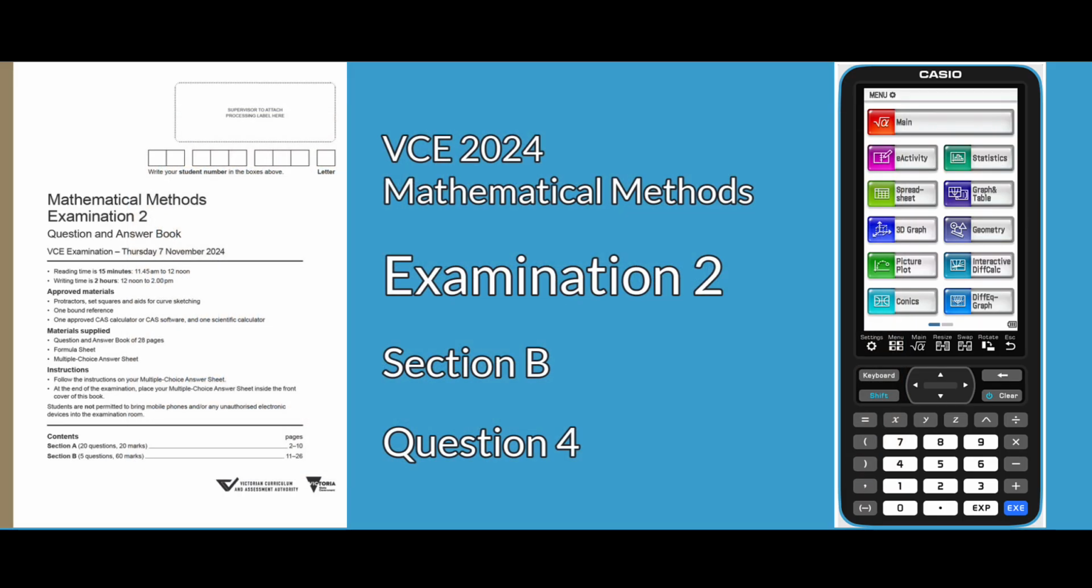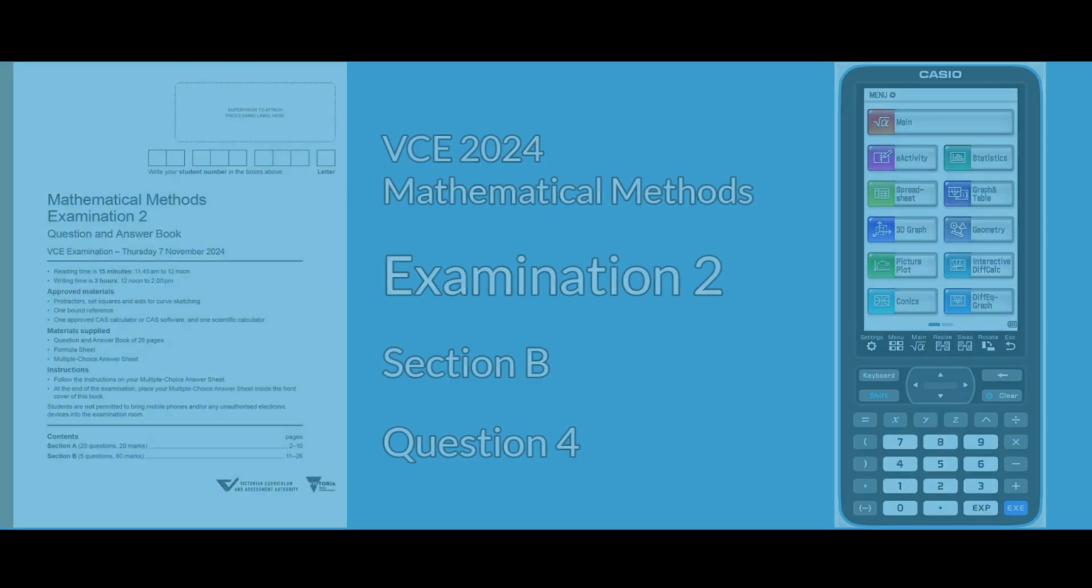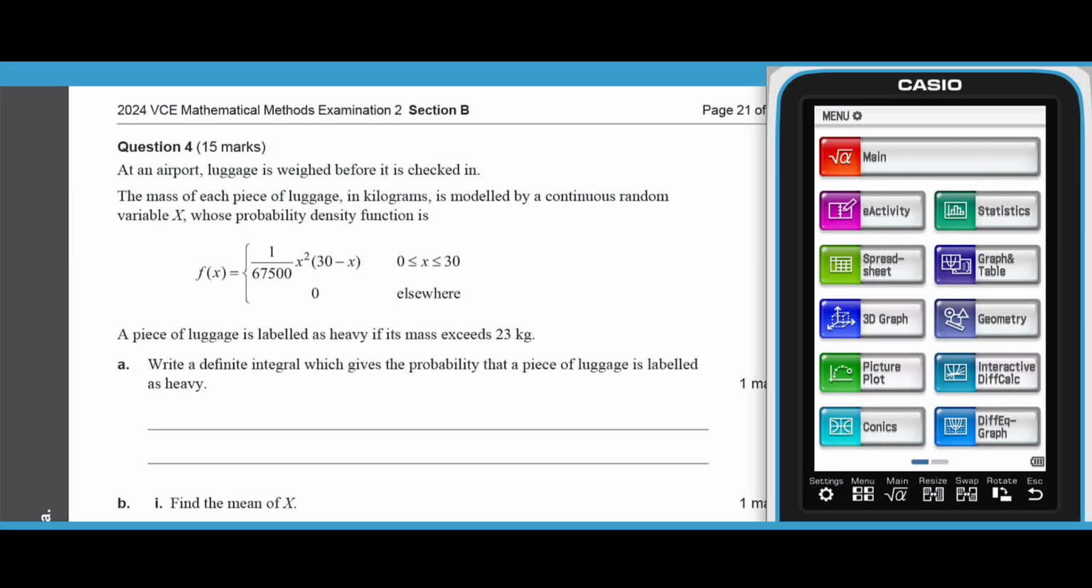This video will present solutions to the VCE 2024 Mathematical Methods Written Examination 2, Section B, Question 4. This question has us working with probabilities associated with the weight of airport luggage.